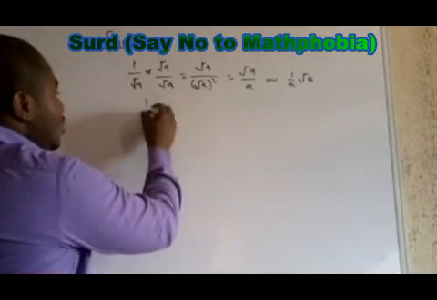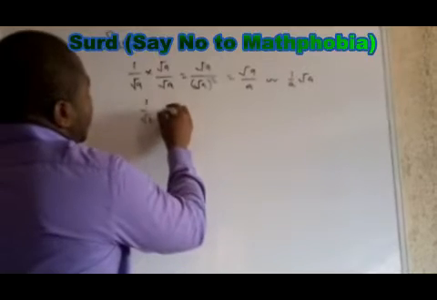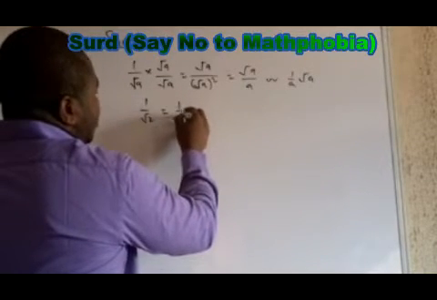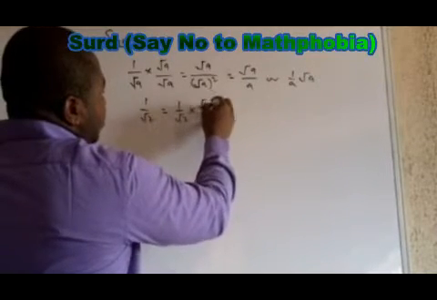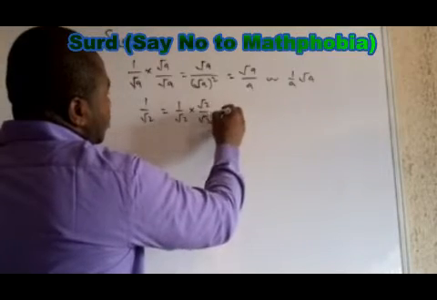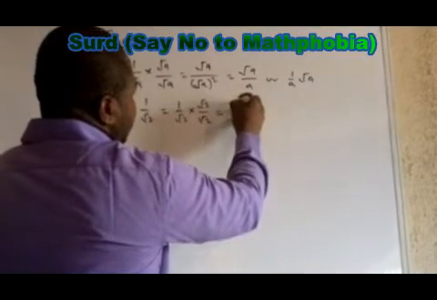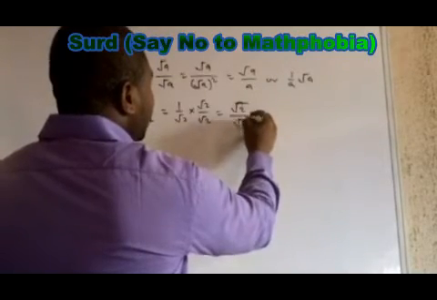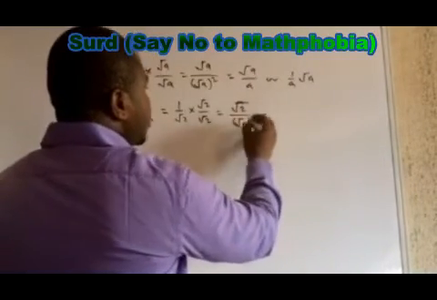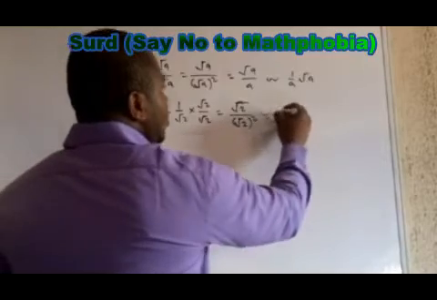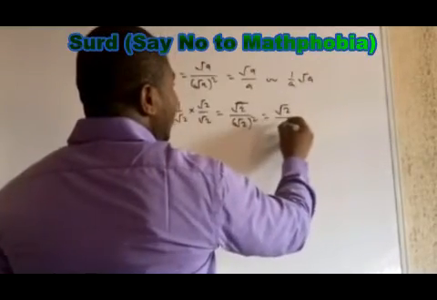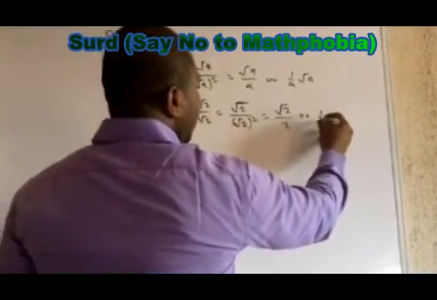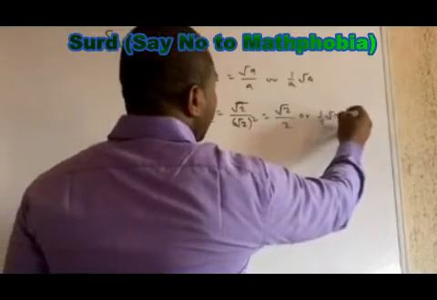Example, you have 1 over root 2. It can be expressed as root 2 multiplied by root 2 upon root 2. You have root 2 all over root 2 squared, which is just root 2 all over 2, or 1 over 2 root 2.